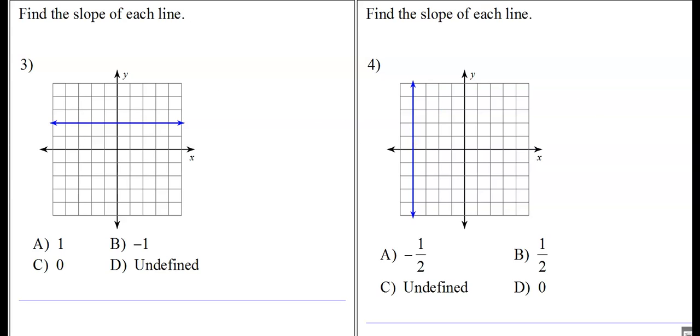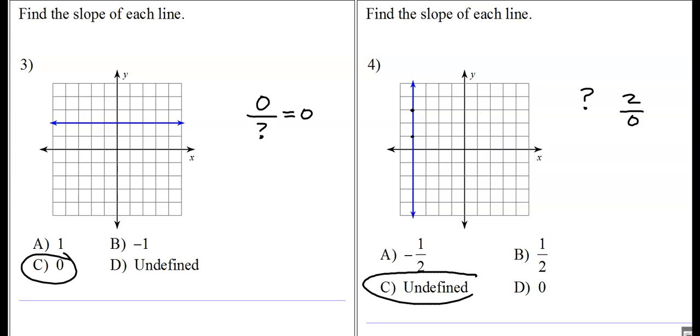Number 3, any line that's flat, horizontal like this, has a slope of 0. So the correct answer is C. Basically, there's no vertical change, and then whatever you want to have down here, it's always going to come out to be 0. On this next one, you have who knows what the vertical change is, depending on what point you pick. You know, in this case, maybe 2. But there is no horizontal change. And your calculator can't do that. That is an error. So we say that the slope is undefined.